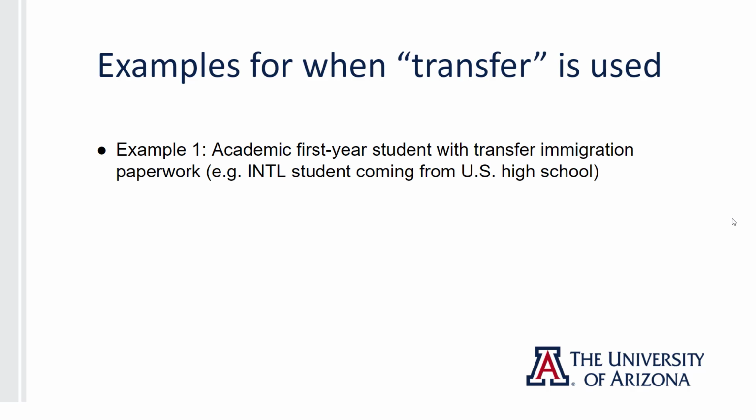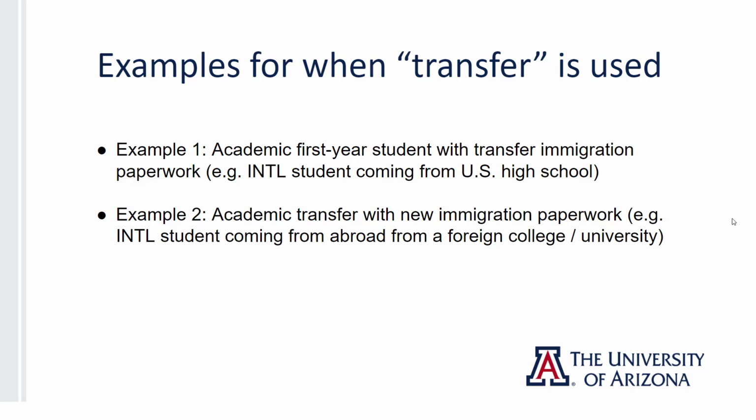For example number one, we can talk about an academic first-year student with transfer immigration paperwork. For example, there could be an international student coming from a U.S. high school. If that high school supports international students by issuing I-20s or supporting them for getting student visas, then that student could be studying at a U.S. high school, and eventually that student would pursue transferring that immigration record to a U.S. college or university. So in that case, that could be a transfer immigration paperwork scenario with academic first year record because it's coming from a high school going for the first time to a college or university.